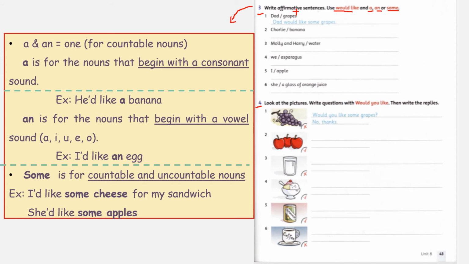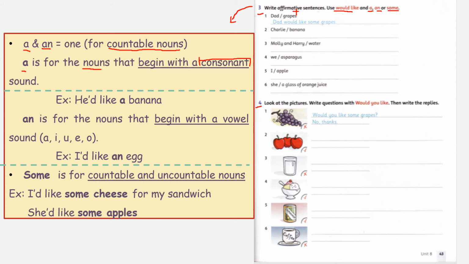Look at the table here. Can you read together? A, an, and some. The article a means one. It is used for something you can count, or countable noun. But the difference is a is for the nouns that begin with a consonant sound. Remember consonant? B, C, D, F, G, H until Z. Okay?